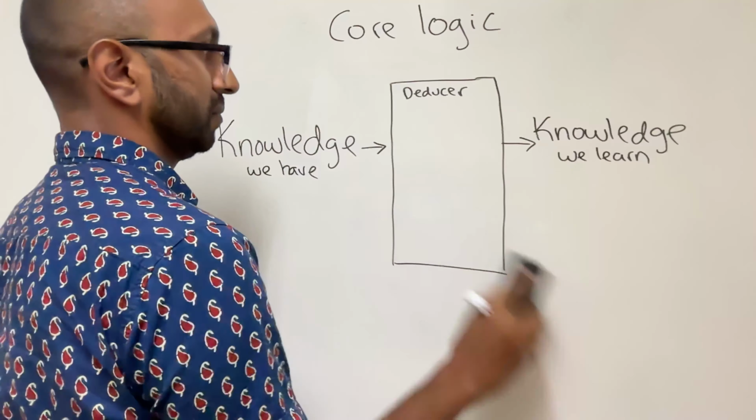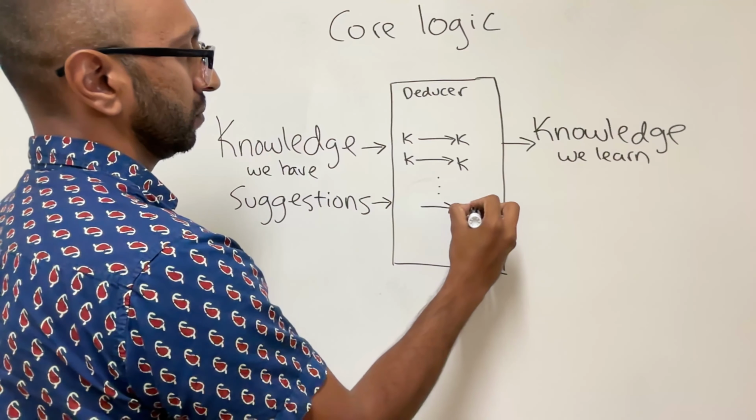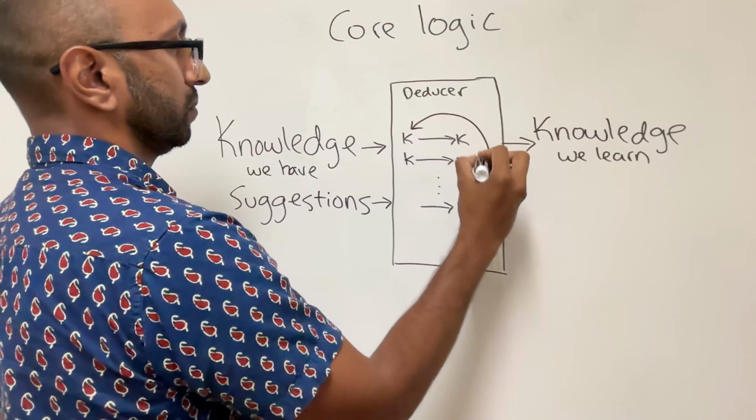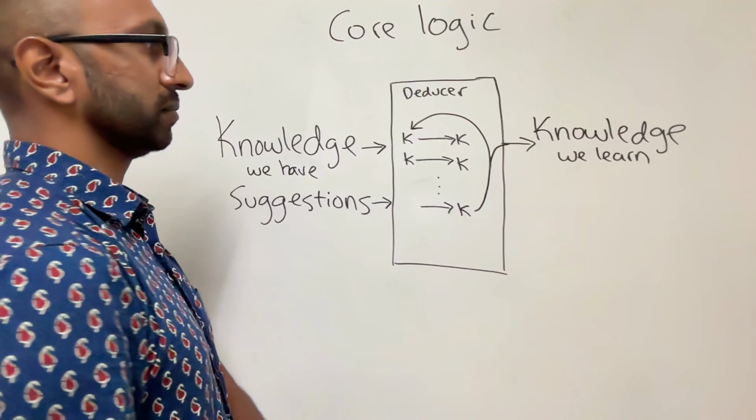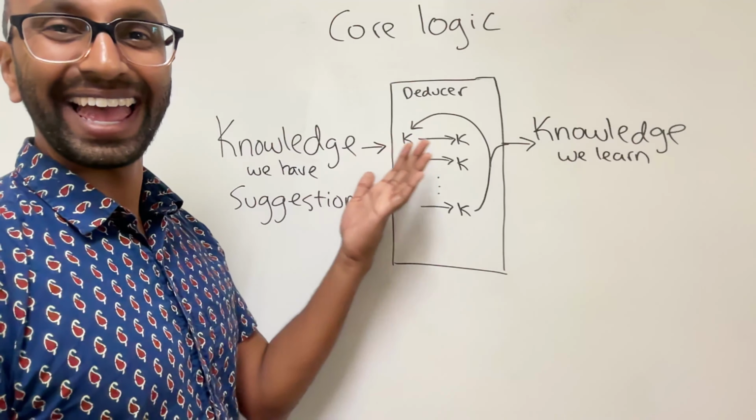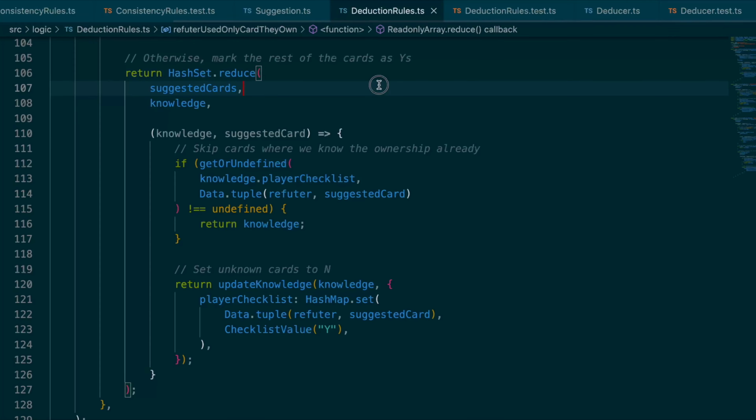So there we have it, we finally cracked the code. That's what's going on in that deducer. We're taking all the knowledge through all the consistency rules and deduction rules, looping if we need to, and finally returning out all the knowledge that we've learned. So let's take it to the keyboard. And now we can jump to the deducer file.